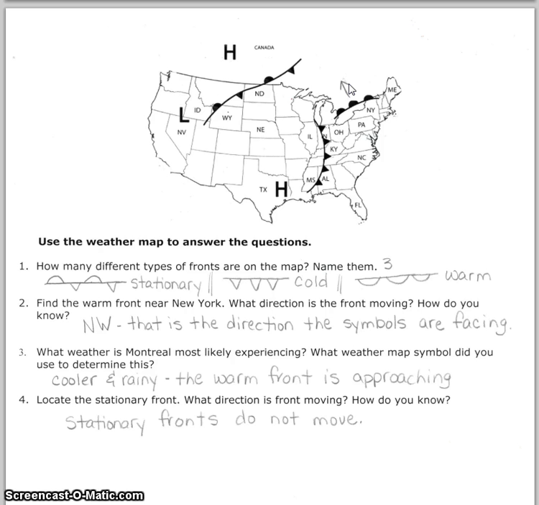What weather is Montreal most likely experiencing, and what weather map symbol did you use to determine this? Well, Montreal is right about here. The warm front is approaching Montreal, but it has not passed through yet. And warm fronts bring persistent clouds and rain that move in ahead of the front. So the temperatures in front of the warm front are cooler than behind. So the weather conditions in Montreal are cooler now than they will be after the front passes, and rainy because of all the rain that is associated with this very slow moving warm front.